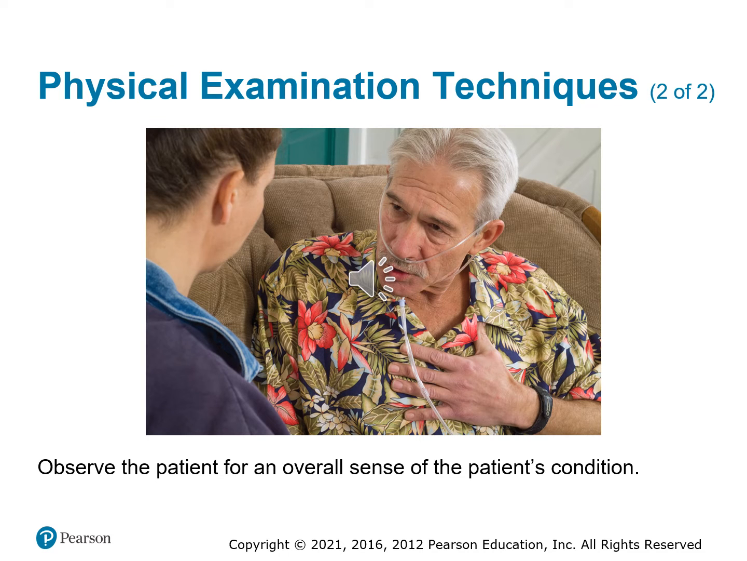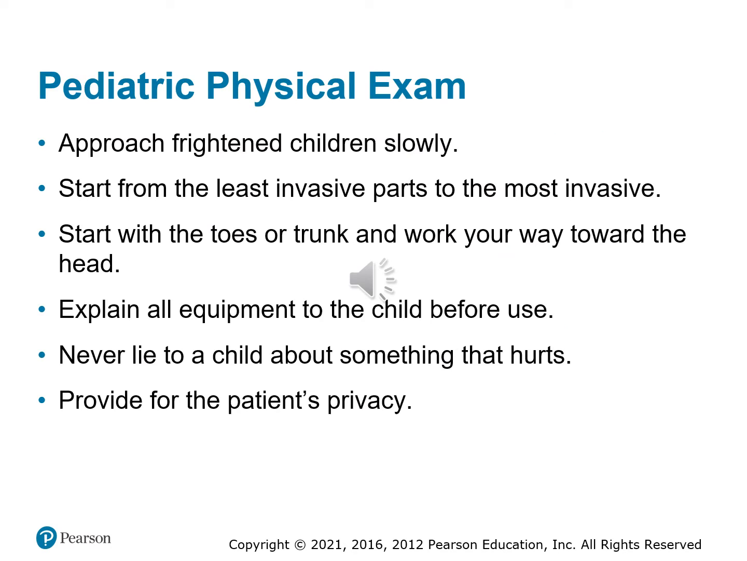Here's a quick image. Just at a glance, what do you see? I see a gentleman. His skin color looks okay, but I can see he's wearing a nasal cannula, providing him some supplemental oxygen, and he's got his hand on his chest. This could be a sign for chest pain. This could be a sign for trouble breathing, but it's not usually a good sign.